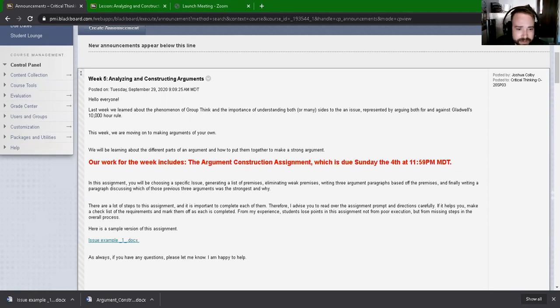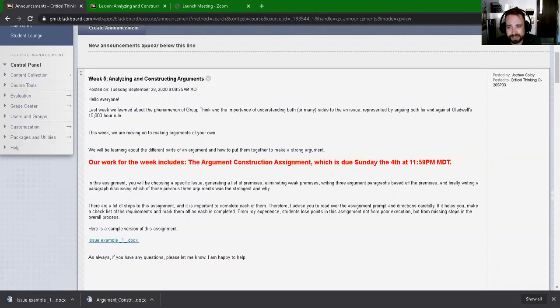So in this assignment, you're going to be choosing a specific issue, generating a list of premises about that issue, both for and against. Then you will eliminate some weak premises and explain why you eliminated those, what made those premises weak. Then you will write 3 argumentative paragraphs, good, solid, academic argumentative paragraphs with in-text citations based off of your premises. And then finally, you'll write a paragraph that looks back at those previous 3 arguments and figures out which was the strongest and explains why.